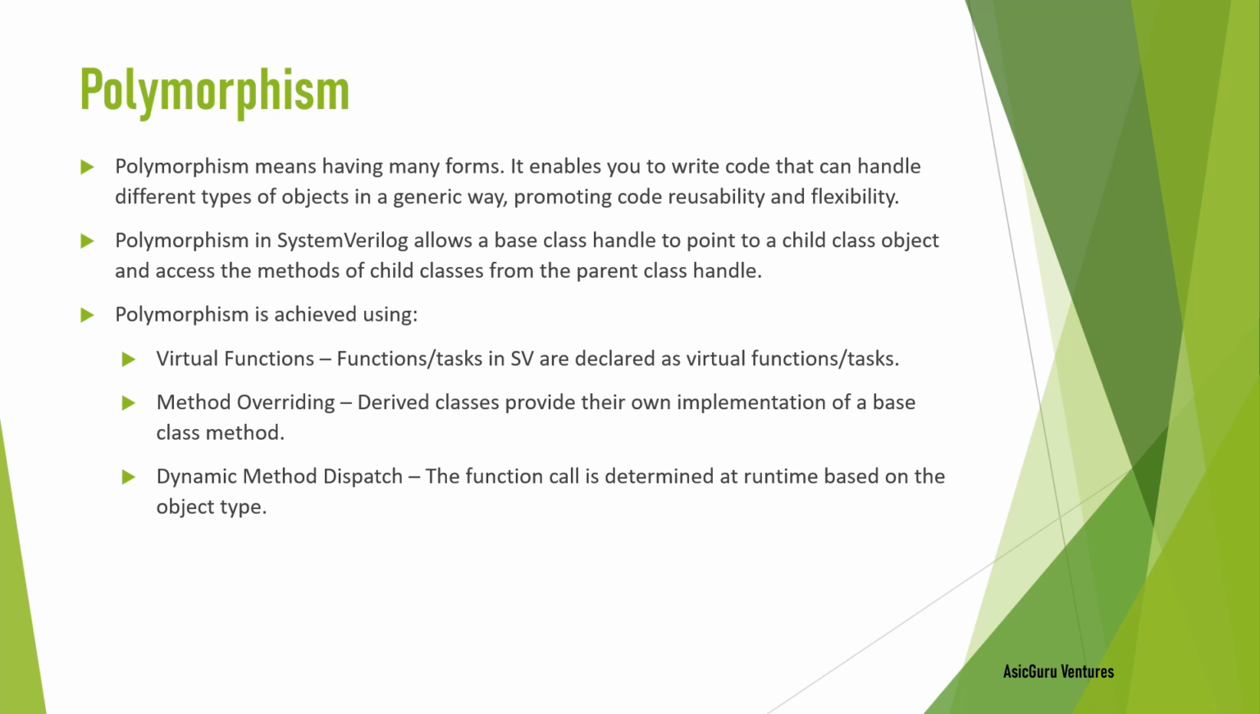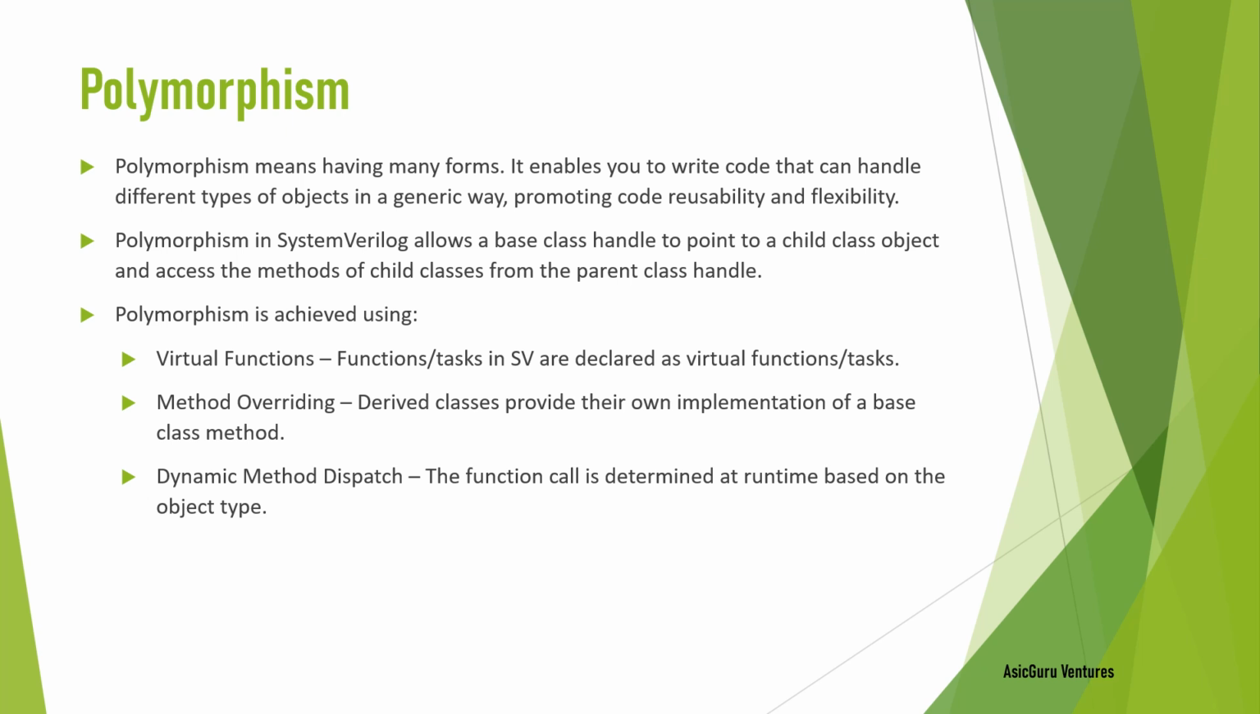So polymorphism is mainly achieved through three key features. First is virtual functions. By declaring a function or task as virtual, we allow a derived class to override its behavior. Next is method overriding, where the child class redefines the method that is already defined in the parent class. And last is dynamic method dispatch. This is what enables runtime polymorphism.